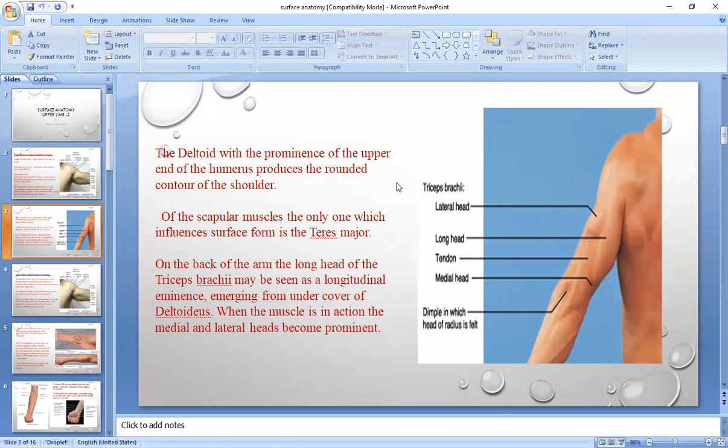If you abduct the arm from the side of the trunk, there is a bulkiness over the summit of the shoulder. That is because of the deltoid muscle.